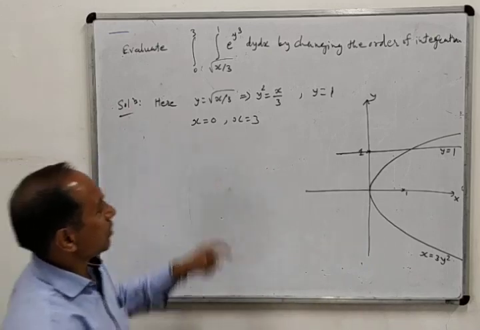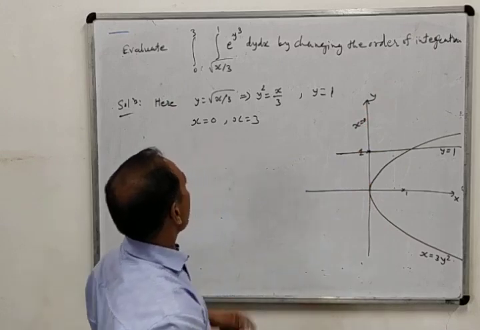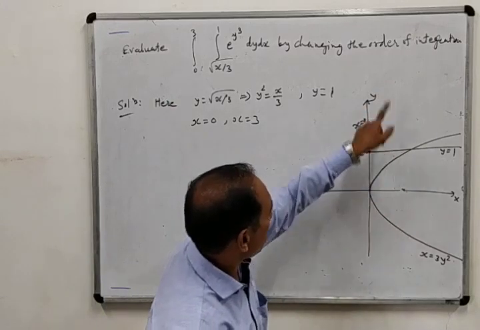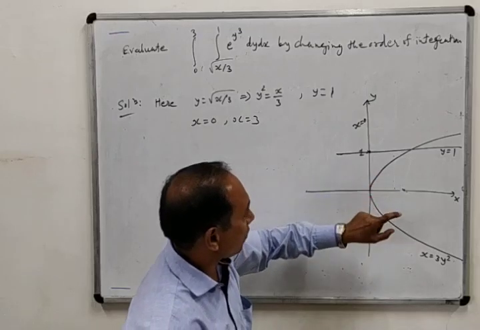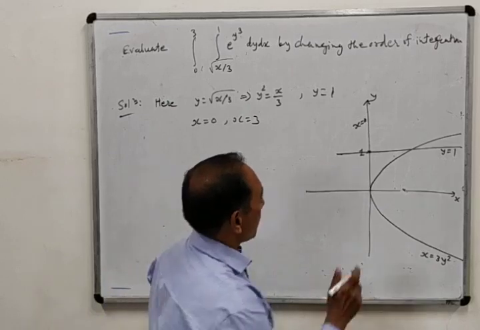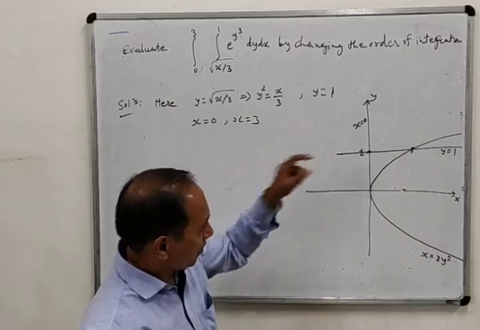Then x equal to 0. x equal to 0 is the y-axis, so this is the line. x equal to 3 will pass in this way. Where x equal to 3, we will not draw it randomly, but before that we will try to find this point of intersection.